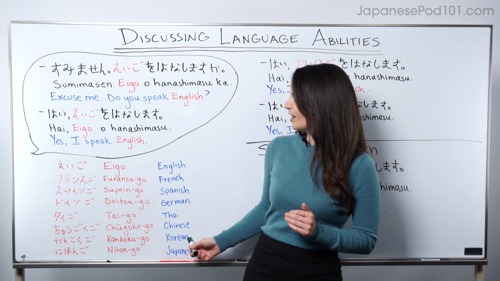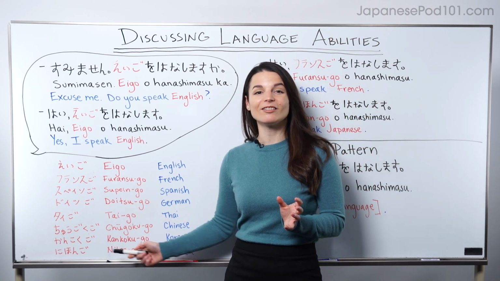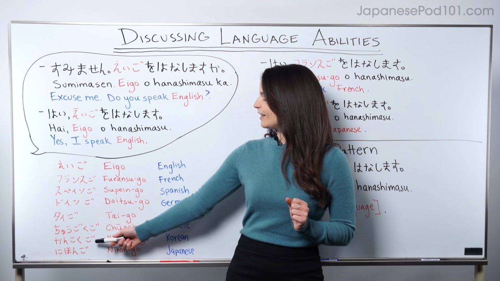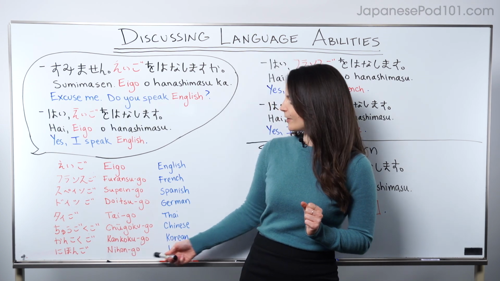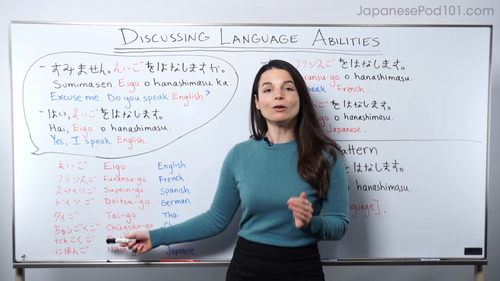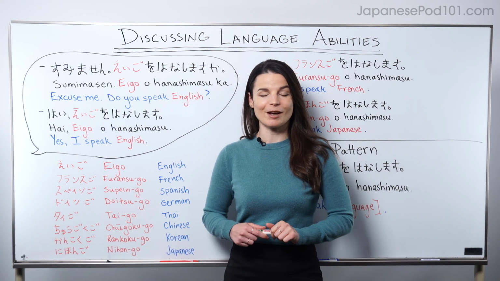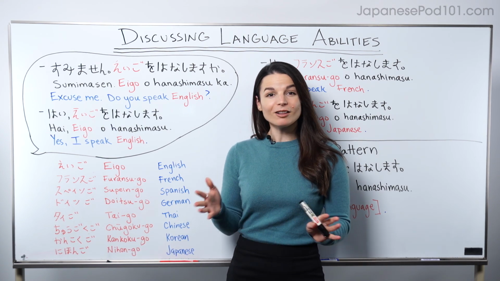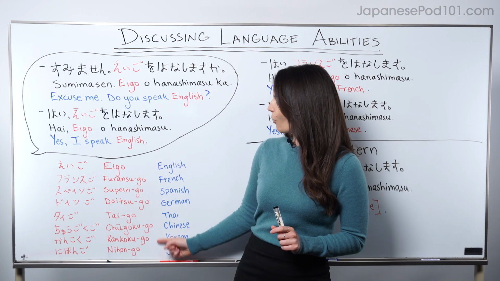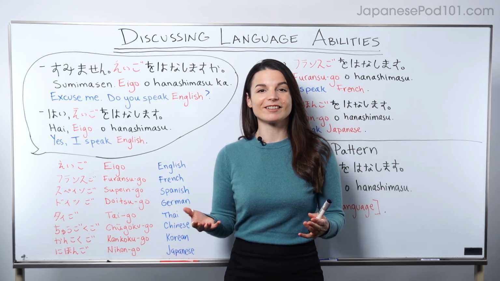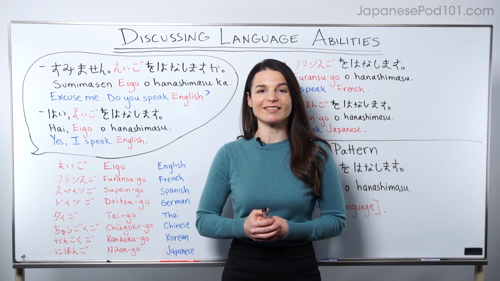Which means Korean. Finally, we have 日本語, which means Japanese. You might notice that all of these words in this lesson end with 語. This means language. It's another easy thing to remember for this lesson.